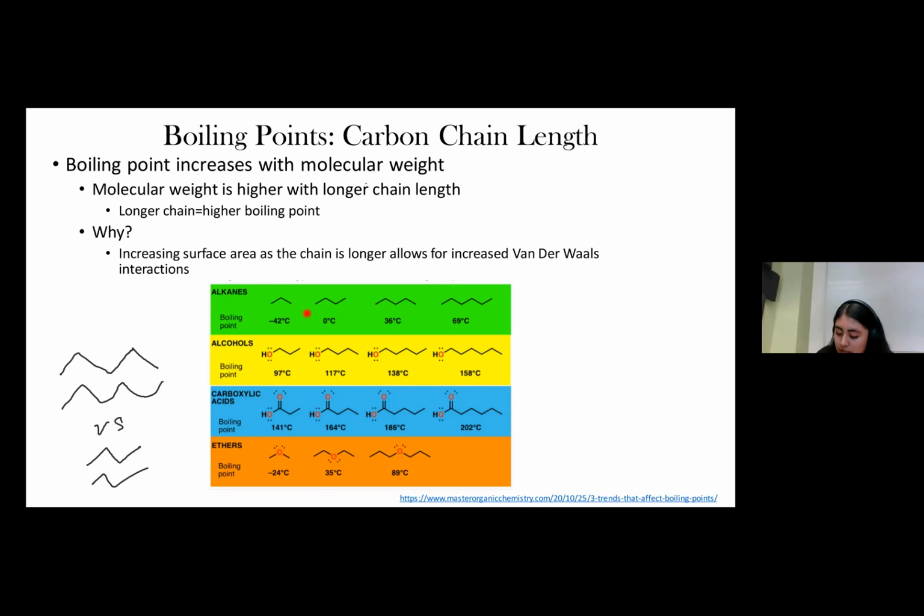So if you look at this line right here, this one has a higher boiling point than this one right here. And it's because it has a higher surface area, you're able to have more van der Waals interactions. And it's the same for these.